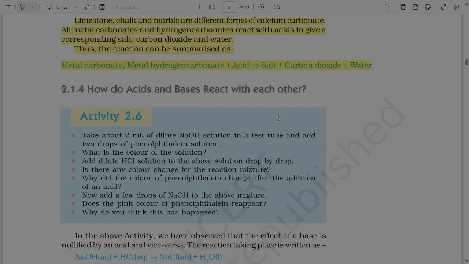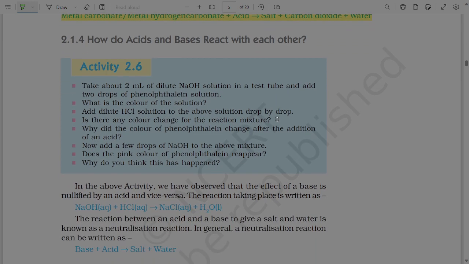So, coming to the next, how do acids and bases react with each other? Activity 2.6. Take about 2 ml of dilute sodium hydroxide solution in a test tube and add 2 drops of phenolphthalein solution. What is the color of the solution? Add dilute hydrochloric acid to the solution drop by drop. Is there any color change for the reaction mixture? Why did the color of phenolphthalein change after addition of an acid?